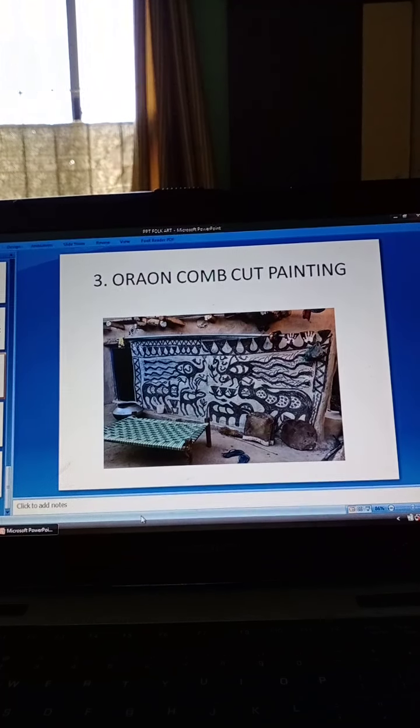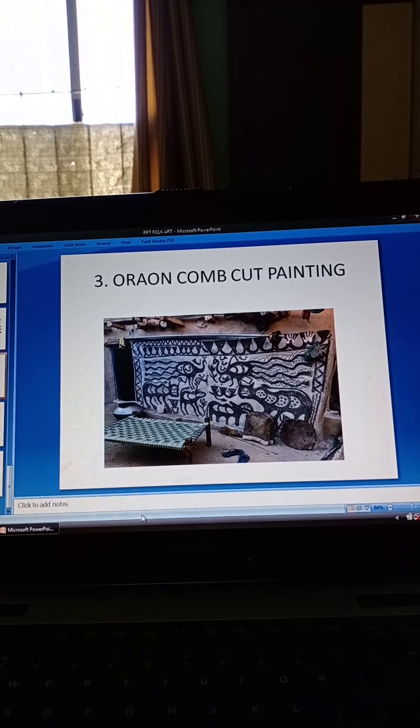Now the third one is called Oraon comb cut painting. Naturally, it's a very weird kind of a name, Oraon comb cut painting. But when I describe it, you will come to know why this particular name.